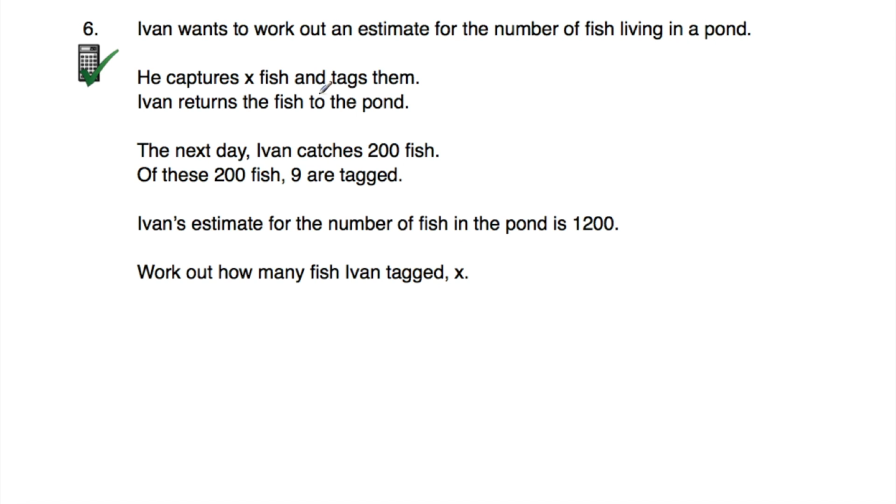So in this question, we're told what his estimate is. So the total number of fish that live in the pond is going to be roughly equal to 1,200. That's his estimate. Now he captures X of them and tagged them. So the number that he tagged out of the 1,200 would be equal to, and on the second visit, he caught 200 and 9 were tagged, so 9 out of the 200 were tagged. So this time we're working out x, the number that he tagged on the first visit. So again, we could multiply both sides by 1,200 and then multiply both sides by 200 and then solve it that way, or I'm just going to do cross multiplication.